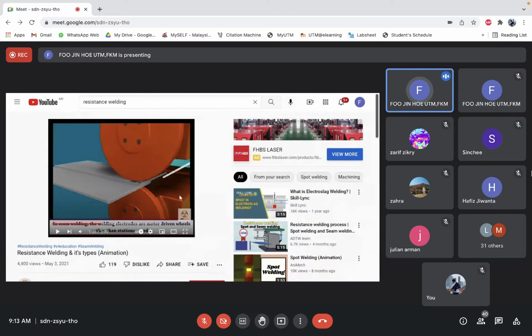This is called seam welding, whereby the electrode is made into the wheel form. You can see that these two pieces of metal are flowing through it, and then the roller is rolling, which means that these two pieces of metal are continuously being welded rather than leaving the spot to create only the nugget. This is a continuous nugget, overlapping each other, so that the whole place is being well seamed. You can see the product of this seam welding.